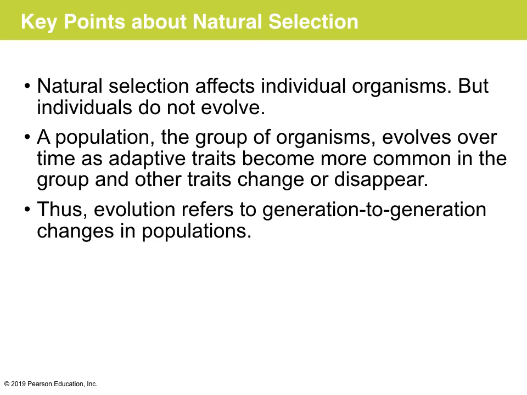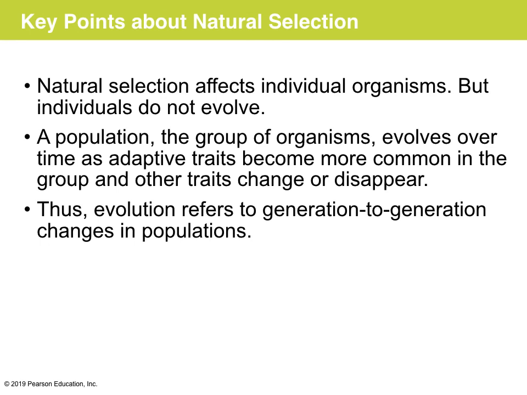Okay, so natural selection affects individual organisms, but individual organisms do not evolve. You as a person cannot evolve. You as part of a population, your population can evolve, but you as an individual do not. So a population is a group of the same type of organism living in the same general area at the same general period of time.